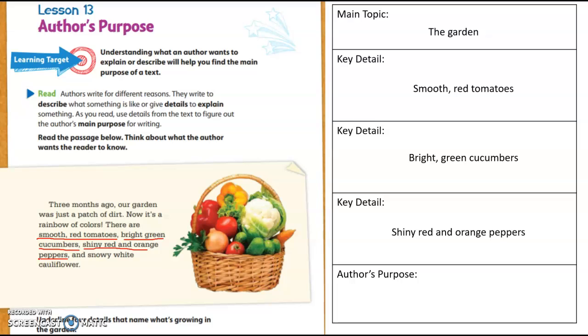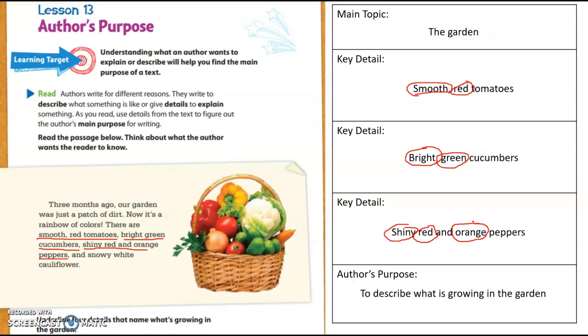So as I'm reading this, I can identify that the reason the author wrote this was to describe what is growing in the garden. And I know this author is describing because I see words like smooth, red, these are describing the tomatoes. Bright, green, these are description words. Shiny, red, orange. All of these words are used to describe the vegetables.